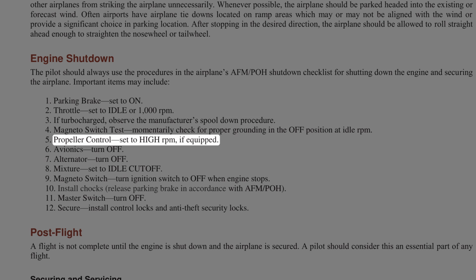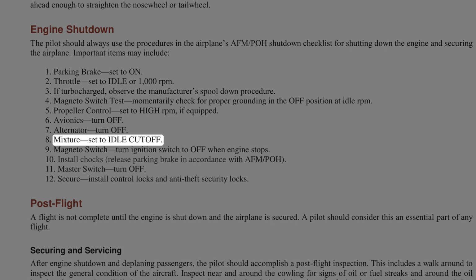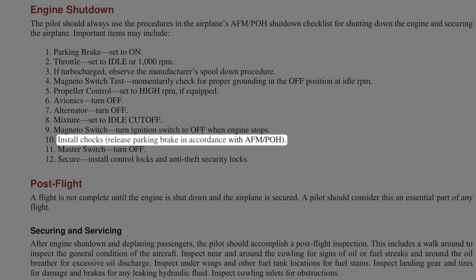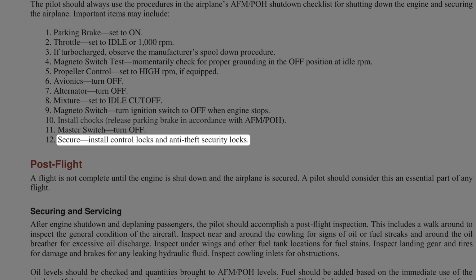Magneto switch test. Momentarily check for proper grounding in the off position at idle RPM. Propeller control, set to high RPM if equipped. Avionics, turn off. Alternator, turn off. Mixture, set to idle cutoff. Magneto switch, turn ignition switch to off when engine stops. Install chocks, release parking brake in accordance with AFM/POH. Master switch, turn off. Secure, install control locks and anti-theft security locks.